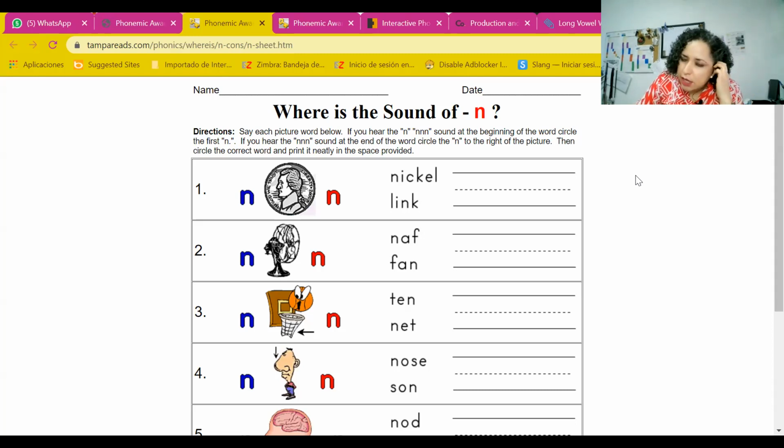So, for example, it's telling us, if you hear it at the beginning, for example for nickel, then it's connected to the first N to the left. That's what it's telling us. And if you hear the sound N at the end of the word, then circle the N to the right. So in link, it's telling us the sound is at the end. That's the whole thing that you have to do here. Then circle the correct word and print it neatly in the space provided. So that's the only thing that you need to do.